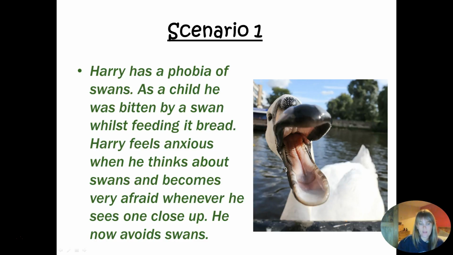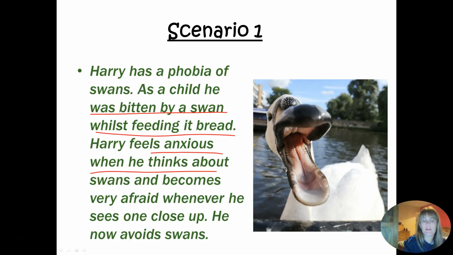He now avoids swans. Right, so if we have a look up here, this bit here is our classical conditioning. This was the event that started him feeling phobic. He then feels anxious when he thinks about swans. So this is this unpleasant feeling here, feeling anxious when he thinks. And so he avoids it. And that is our negative reinforcement here. Okay? It makes him feel better to avoid a swan, so he becomes negatively reinforced.